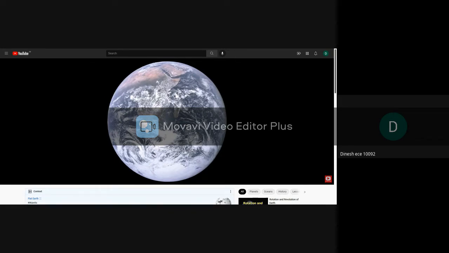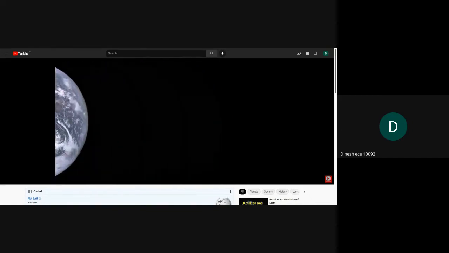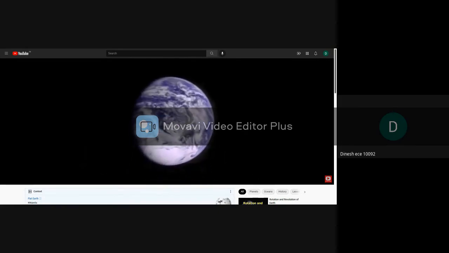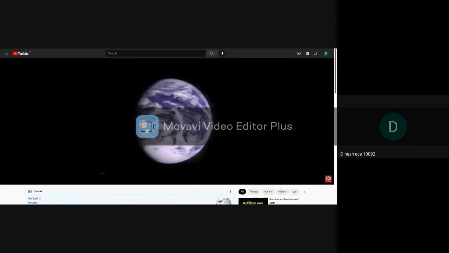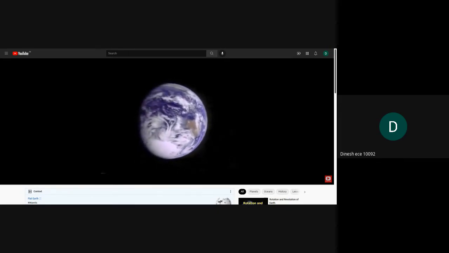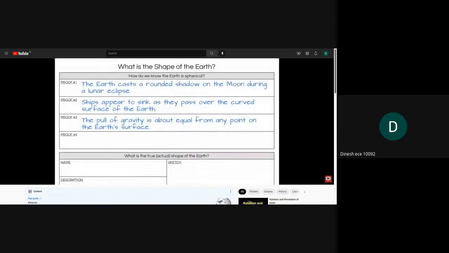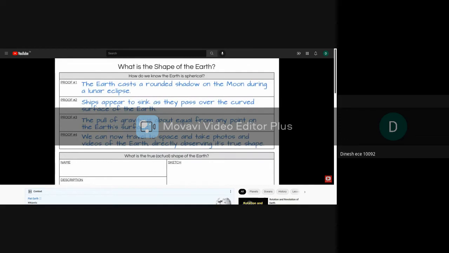But again, some might argue, based on this picture, oh, maybe the Earth is shaped like a frisbee or a disk, and it's not really a sphere. Well, we've got evidence to answer that question as well. A little bit later on in 1990, the Galileo spacecraft turned around, faced the Earth, and took this time-lapse video, one of the most beautiful videos of the rotating planet ever taken. And this becomes pretty much undisputed evidence that the Earth is in fact a sphere. And so that's going to be our proof number 4. We can now actually travel to space and take photos and videos of the Earth directly observing its true shape.